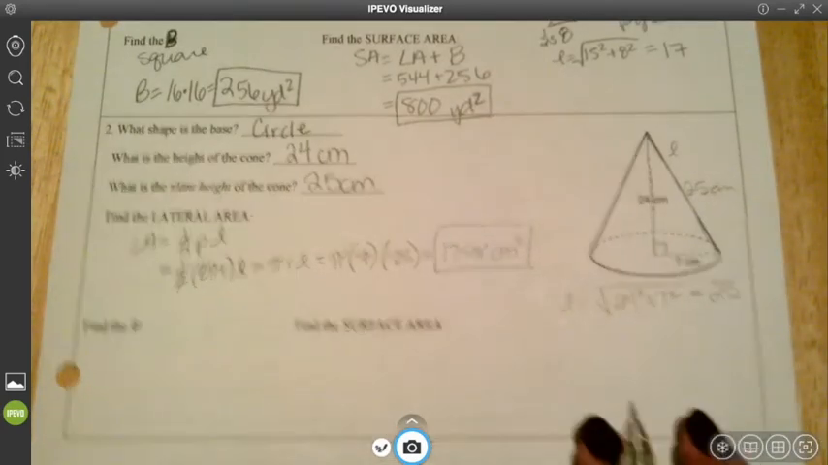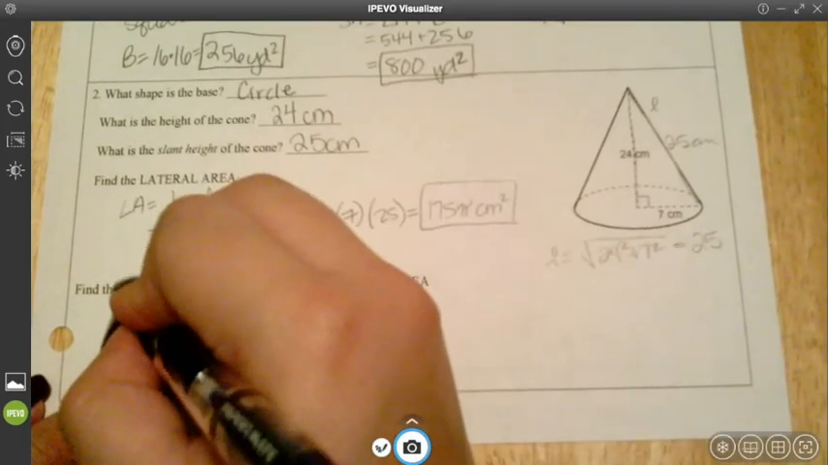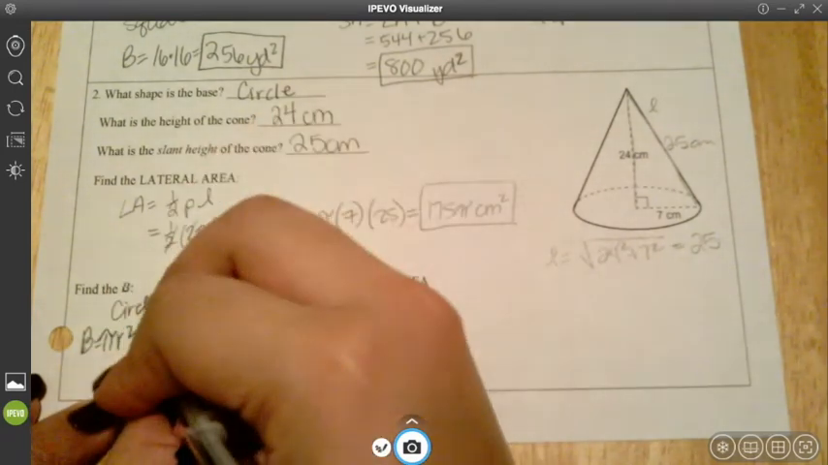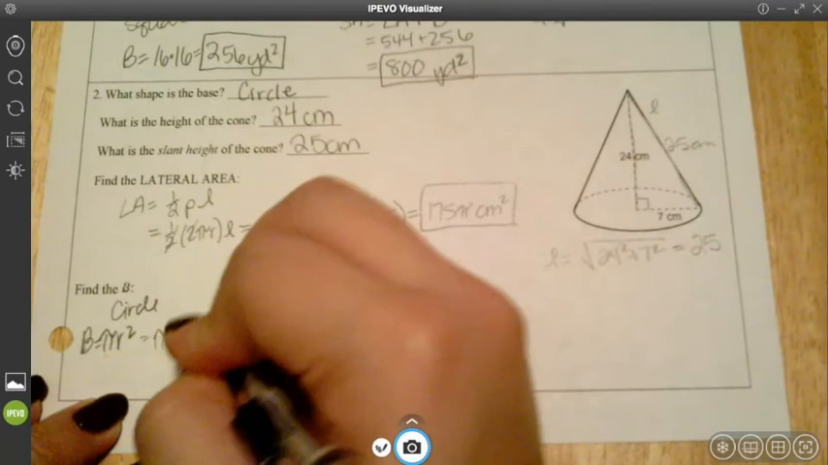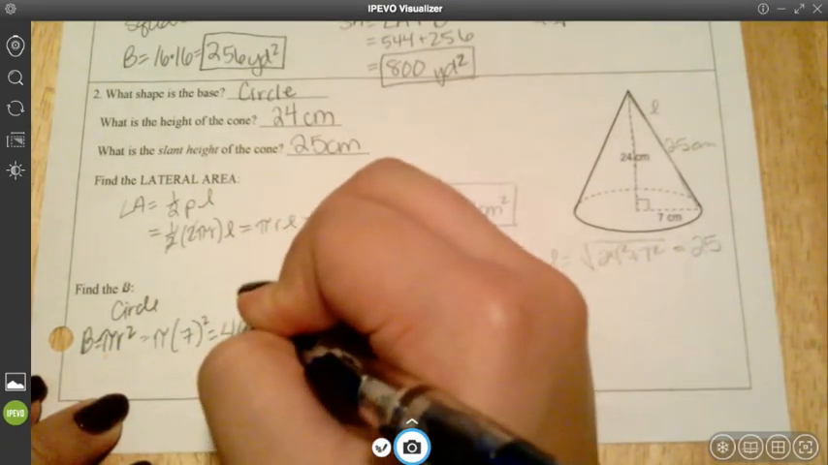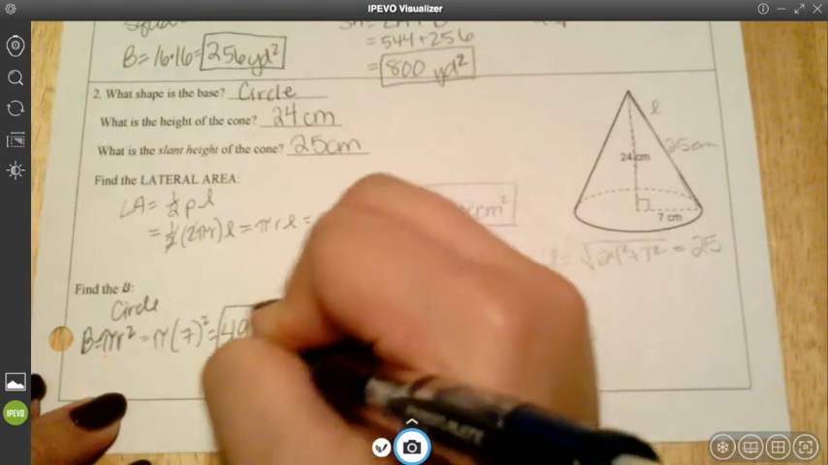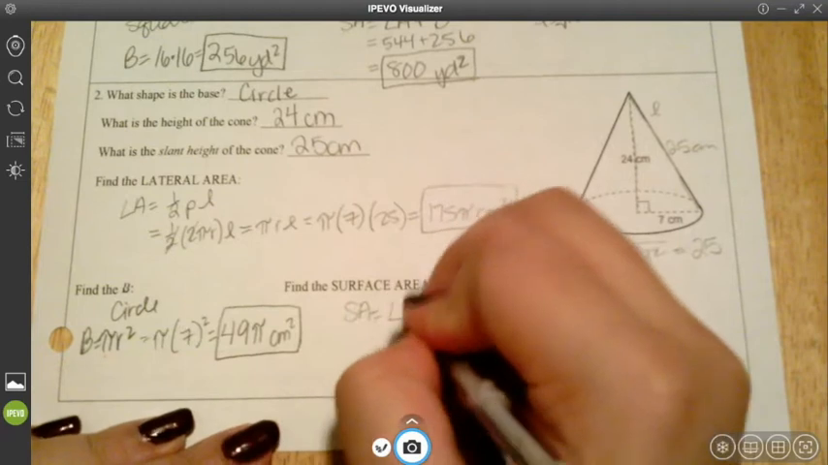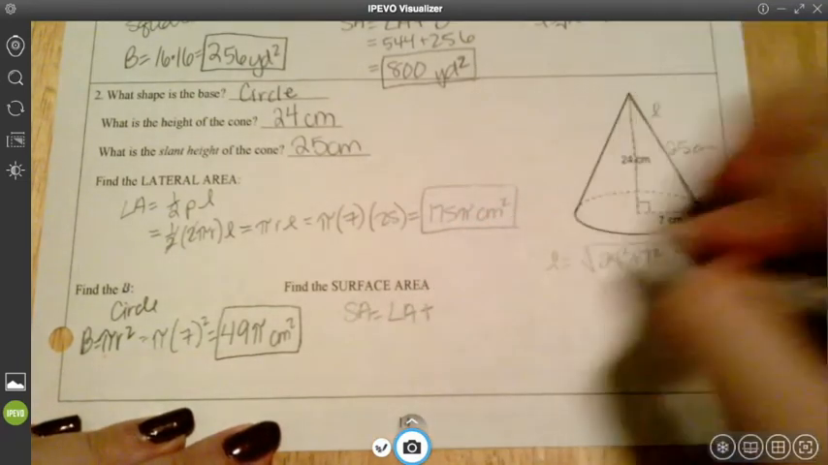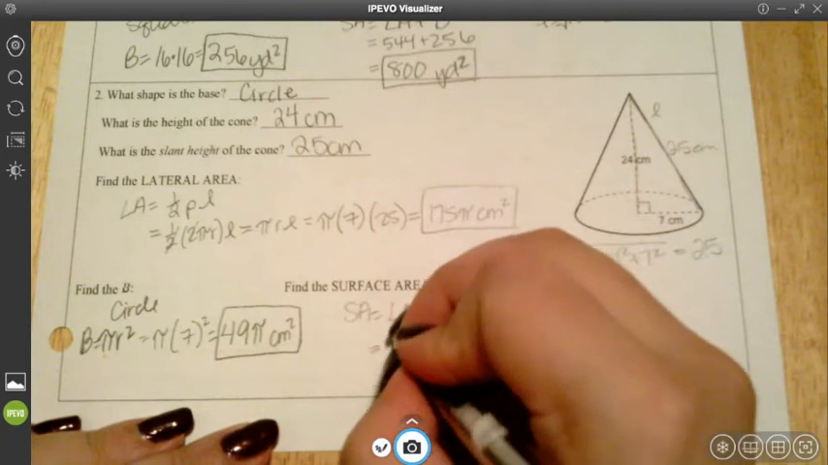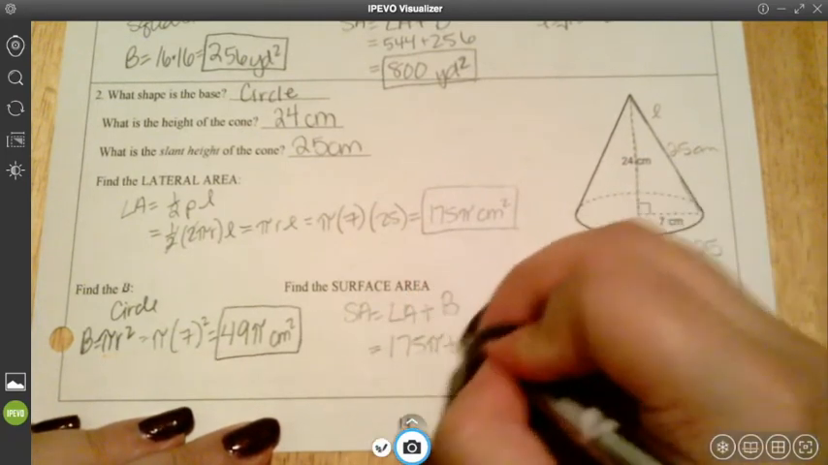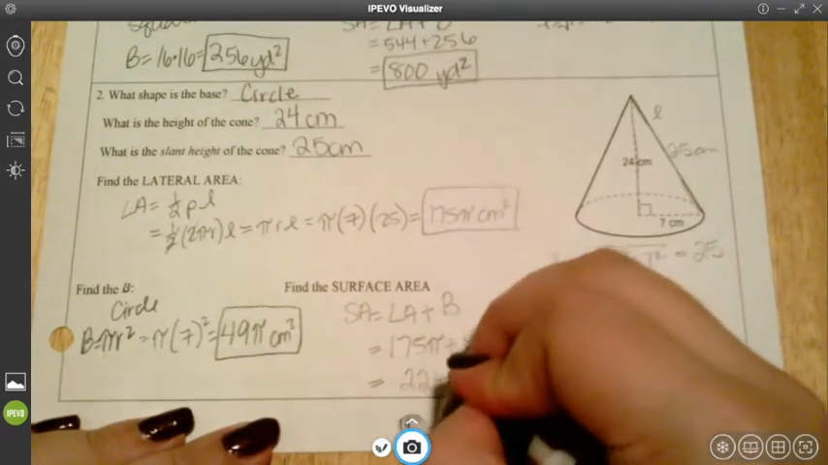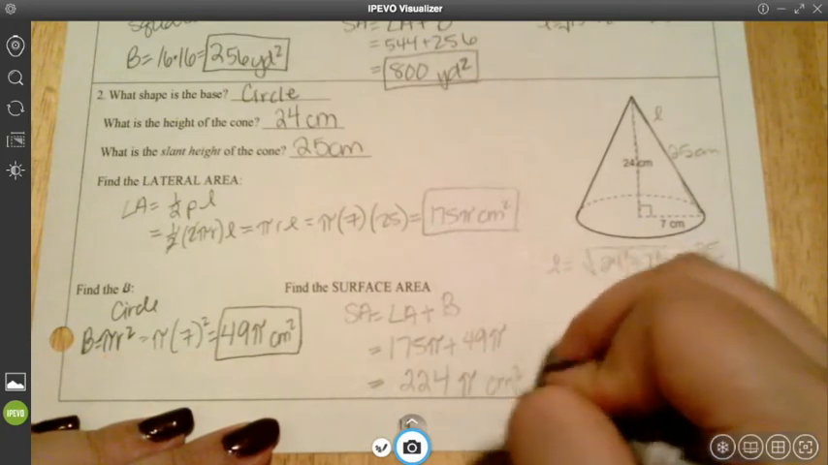Okay, to find the base, it is a circle, so that would be pi r squared. Our radius is still 7. 7 squared is 49 pi square centimeters. Again, don't forget your pi. And finally, surface area, which is the lateral area, that's all the way around, plus one base, 175 pi plus 49 pi leaves us with 224 pi square centimeters.